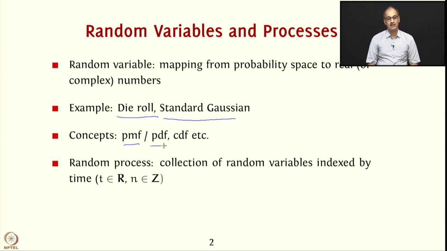Therefore, a collection of random variables that are indexed by time, in case time is measured using a continuous approach, t belongs to R, but if you want to measure it in a discrete approach, then you can choose n as an integer. Both of these are random processes. Of course, the former one is a continuous time random process, while the latter one is a discrete time random process. Since random processes deal with collections of random variables, we need ways to understand the relationship across two random variables that are part of the random process.